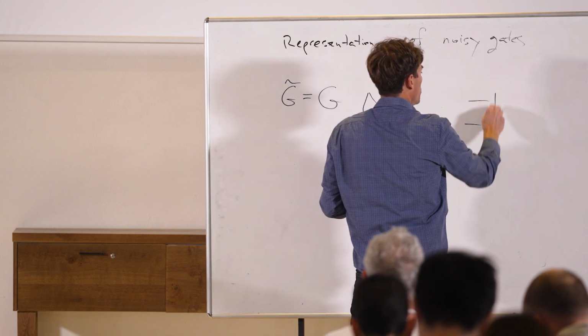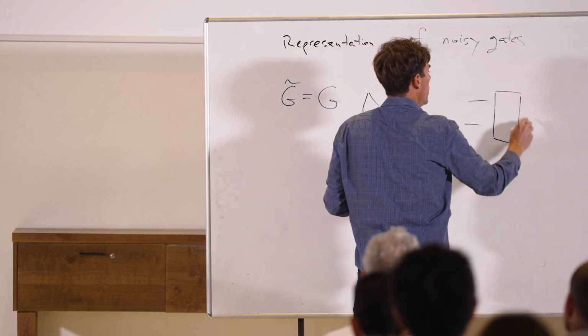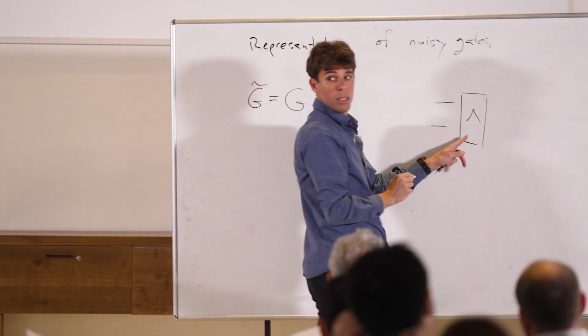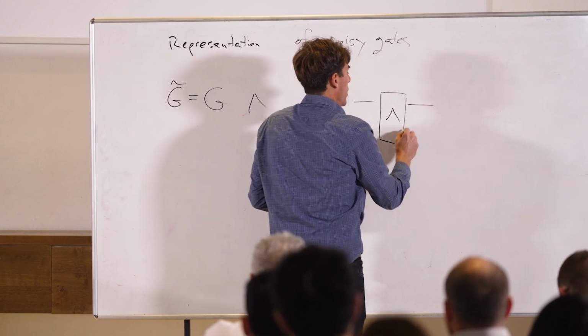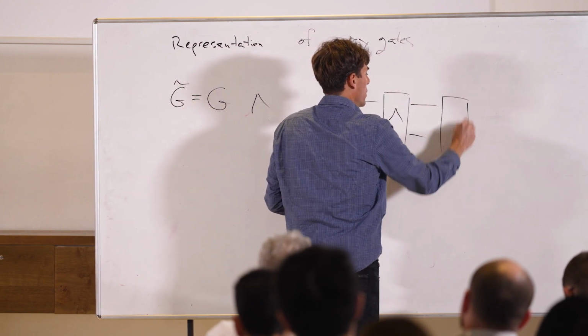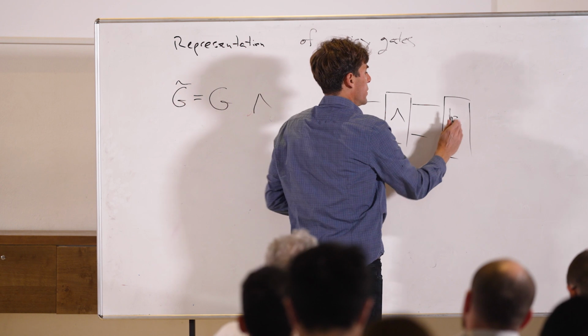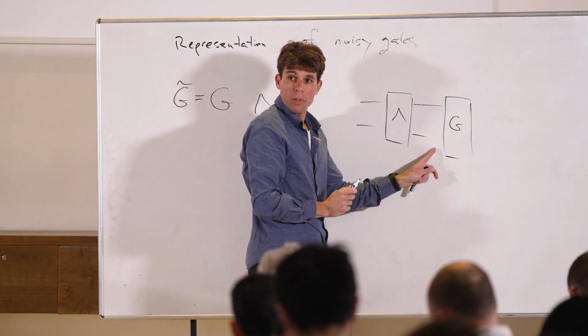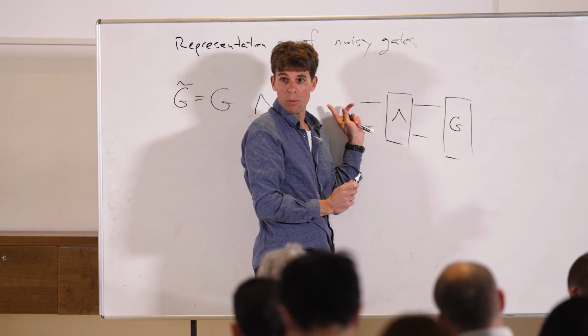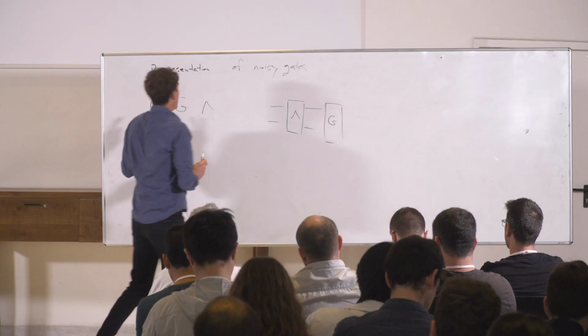These are, say, two qubits. This is a CNOT, for example. So I'll first apply my channel, lambda. This is a noisy channel. And then I'll apply this G, the CNOT, for example. But this is a perfect CNOT, okay, in this representation. So this is just a way to represent noise.